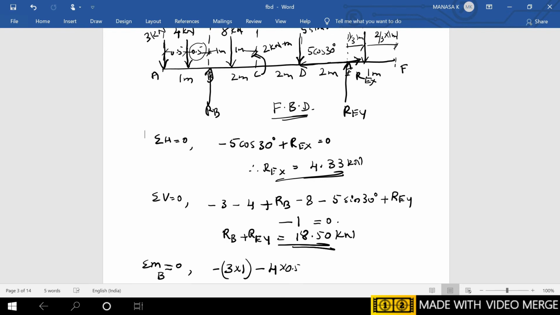Next, you go for point B. There is a force here, but it is passing over the point B, which will create a moment equal to 0, since the perpendicular distance is 0. So you need not consider RB, or the equation is nothing but equal to 0.